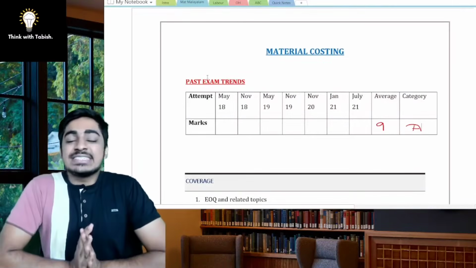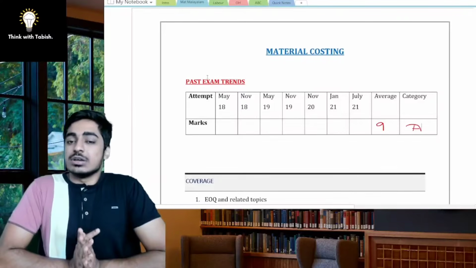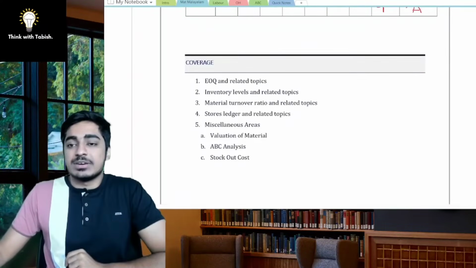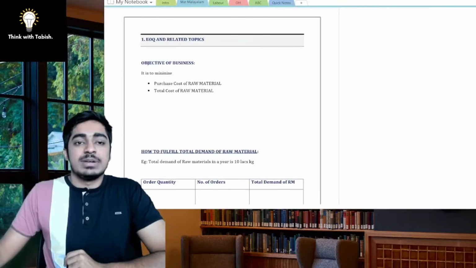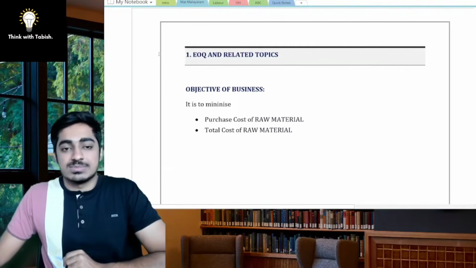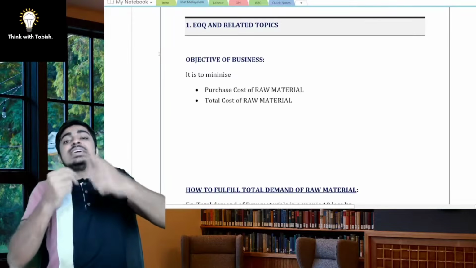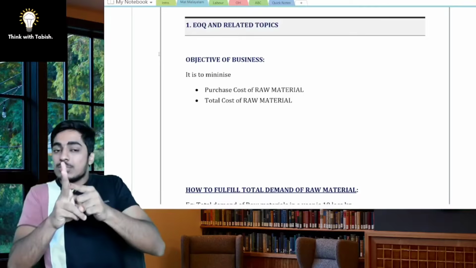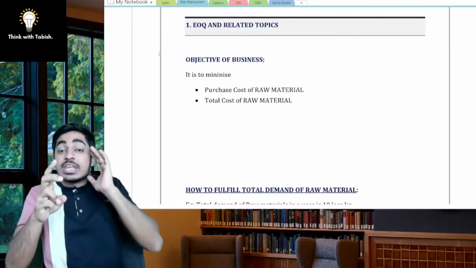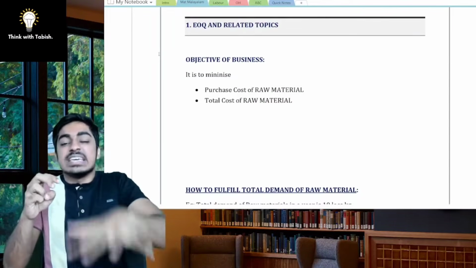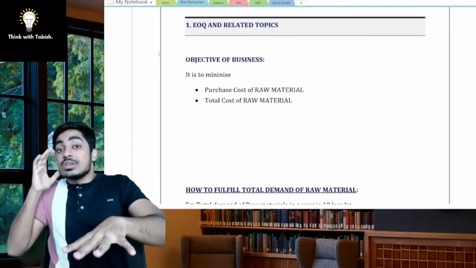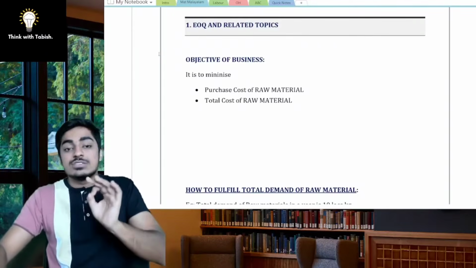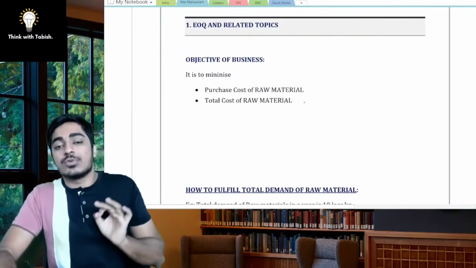So we are moving into the next chapter, that is material costing. On an average, we'll be having 9 marks from this chapter, a very important chapter from the exam perspective. First, we'll be discussing EOQ and related costs. So when we are purchasing material, what is our objective? Yes, we have two different objectives, and you'll have to tell me whether our objective is to reduce the purchase cost of raw material or is it to reduce the total cost of raw material. Yes, our objective is to reduce the total cost of raw material.